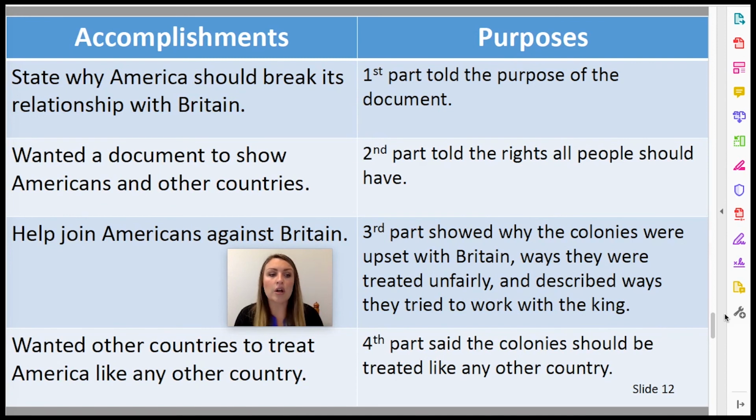The first part told the purpose of the document. Did you get all that in your first bullet point? Excellent. The second part told the rights that all people should have. Did you get all of that in your second bullet point? Good job. The third part showed why the colonies were upset with Britain and ways they were treated unfairly and described ways they tried to work with the king. Did you get all of that in your third bullet point? Good job. And the fourth part said the colonies should be treated like any other country. Did you get all of that in your fourth bullet point?